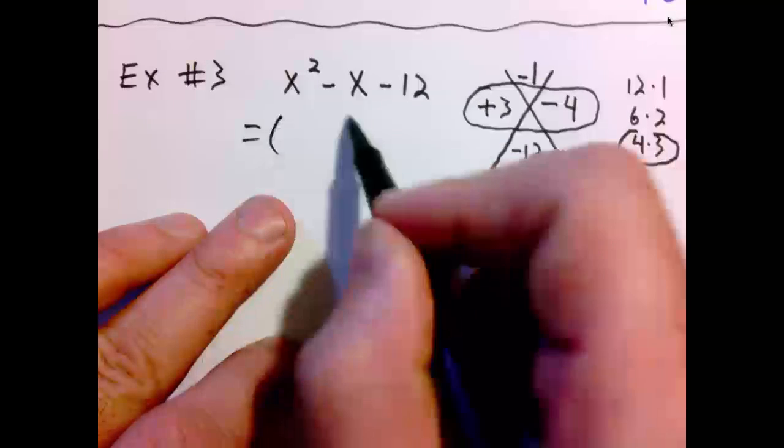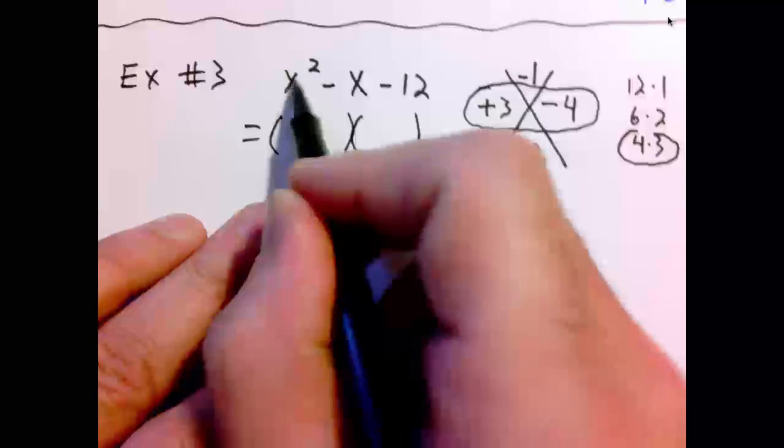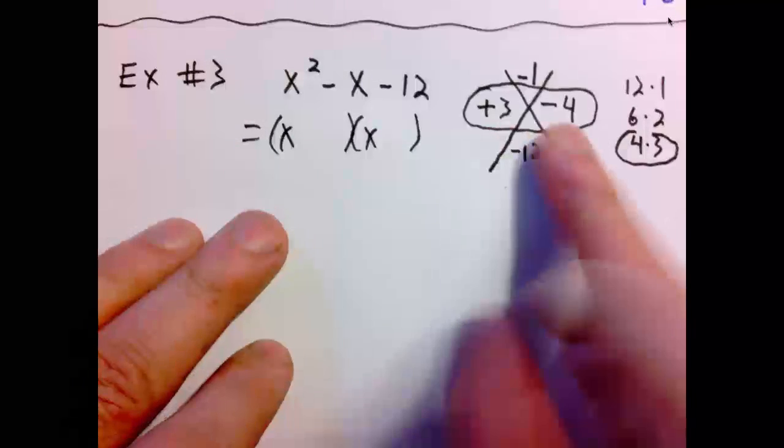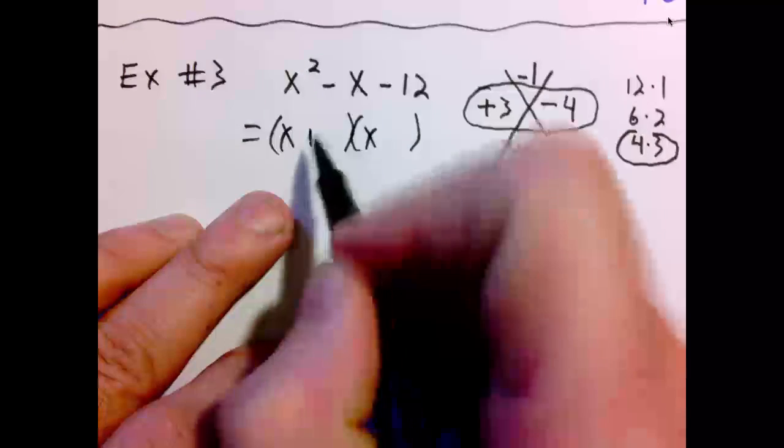So 2 parentheses. X squared is going to be x times x. Plus 3 and minus 4 are the constants, and it doesn't matter what order they're in.